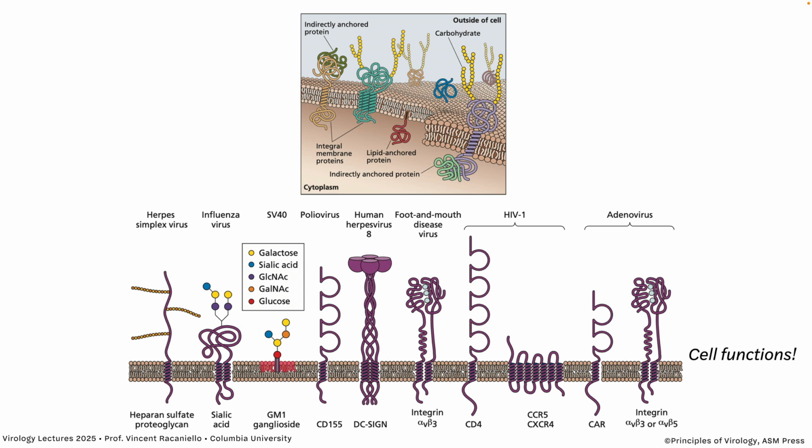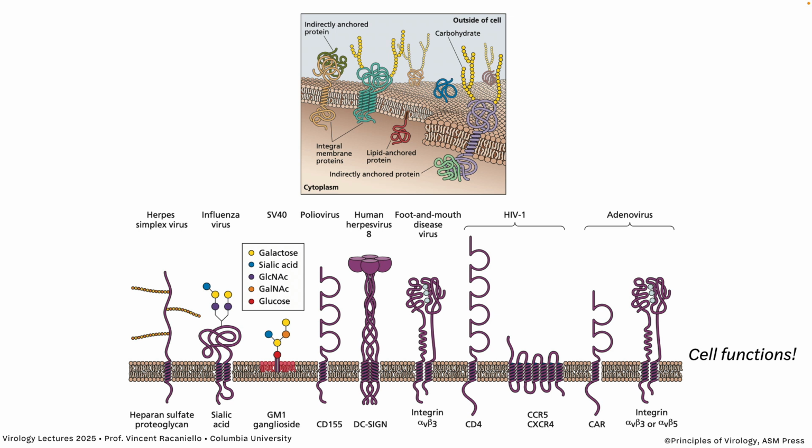So sugar is attached to a lipid molecule. The virus attaches to the sugars. Then we have a row of protein receptors, including the poliovirus receptor, CD155, which was discovered in my lab in 1990 here at Columbia. Herpes virus, foot and mouth disease. Here are the 2 receptors for HIV-1 and the 2 receptors for adenovirus. So those 2 viruses require 2 different cell proteins to get into cells.